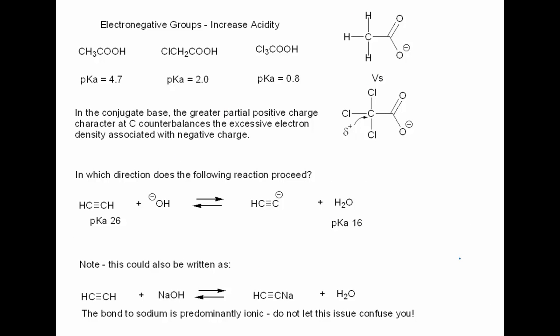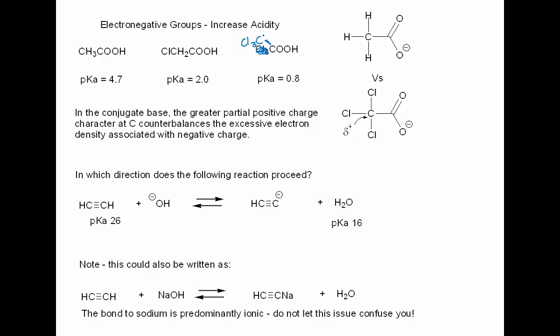Electronegative groups also have a profound effect on acidity. Here's acetic acid. If we replace one of the hydrogens with a chlorine, we see the acidity increases quite a lot, and the acidity increases even further if you replace all of them. Sorry, here I've left out a carbon. This is a very common mistake.